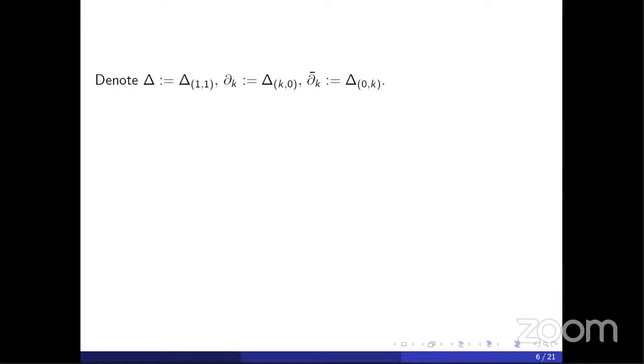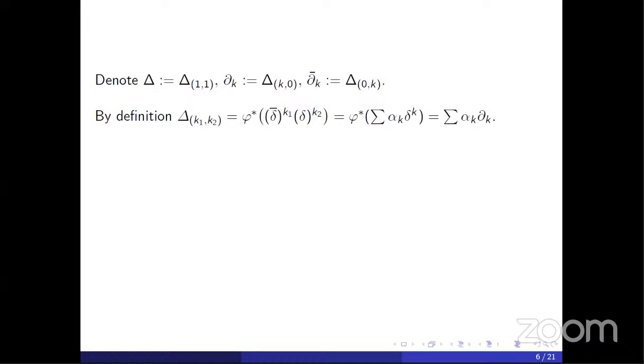And now we can see that by definition, delta k1, k2 is the Thom isomorphism of this product, but this product is just a power series in delta, because delta bar is a power series in delta. And as a result, we have a series in partial d. And hence, we obtain that any of our operations delta k1, k2 can be expressed as a series in partial d.